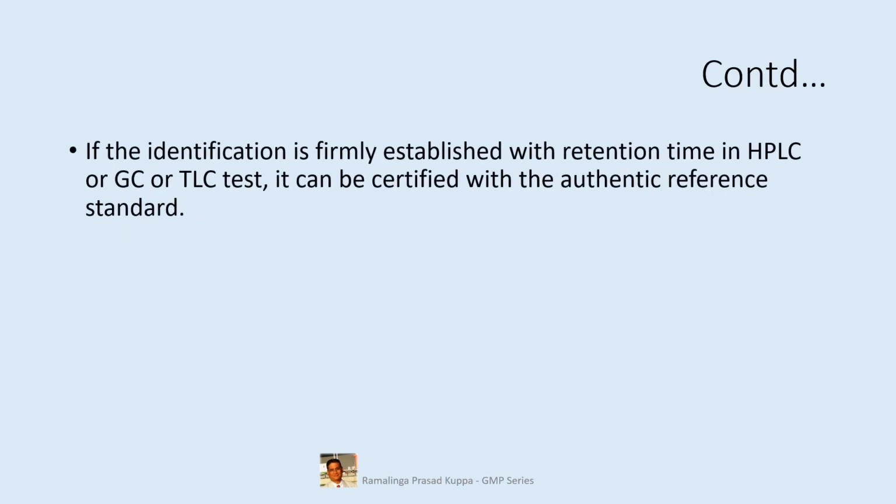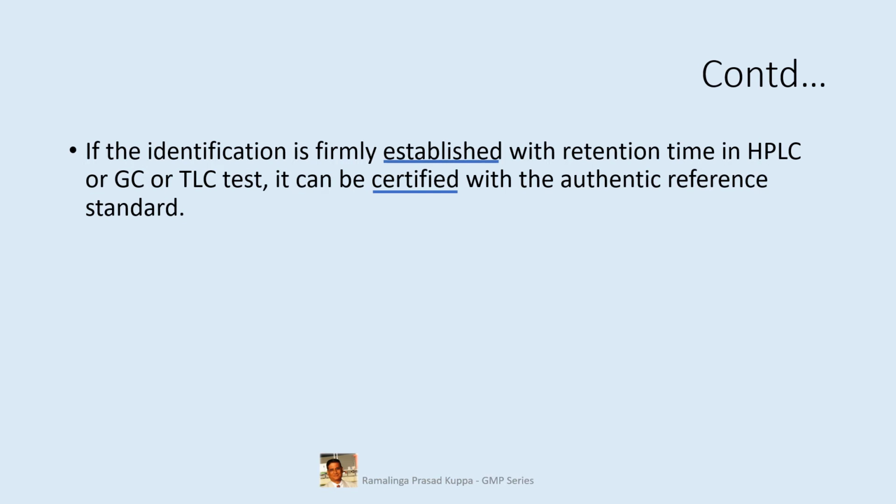If the identification is firmly established with the retention time in HPLC or GC or TLC, it can be certified with the authentic reference standard. Retention time is specific to an impurity with a set of conditions and column in HPLC or GC. So, if the retention time of the compound matches with that of the known standard, it can be identified as such initially.